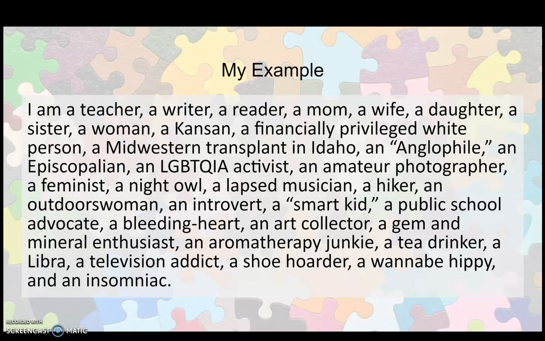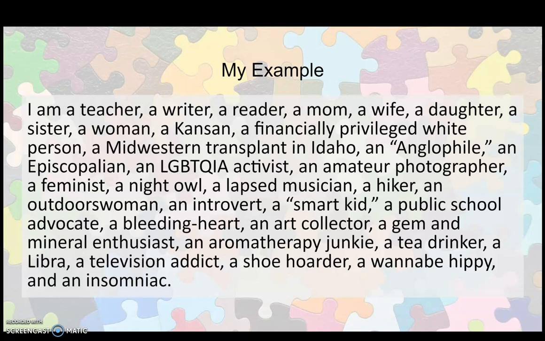My example is really, really long. I've been doing this many years, and every year it gets a little longer. I'll go ahead and read it. My example is that I am a teacher, a writer, a reader, a mom, a wife, a daughter, a sister, a woman, a Kansan, a financially privileged white person, a Midwestern transplant in Idaho, an Anglophile, someone who loves British culture, an Episcopalian, an LGBTQIA activist, an amateur photographer, a feminist, a night owl, a lapsed musician. I'm less lapsed than I used to be.